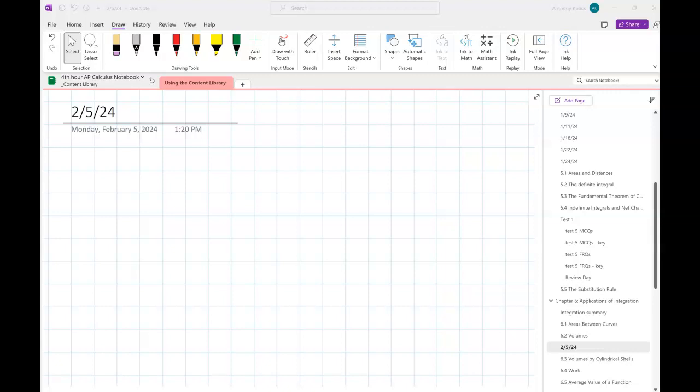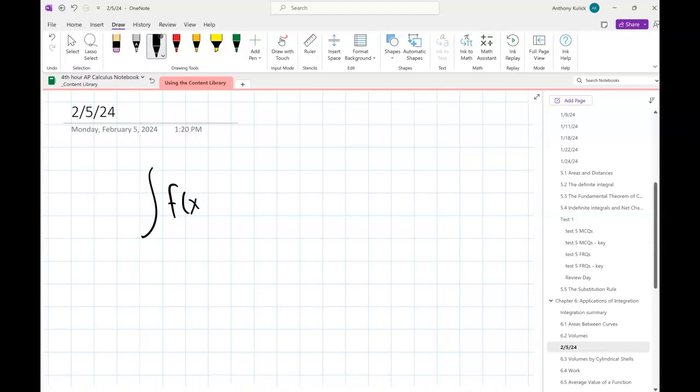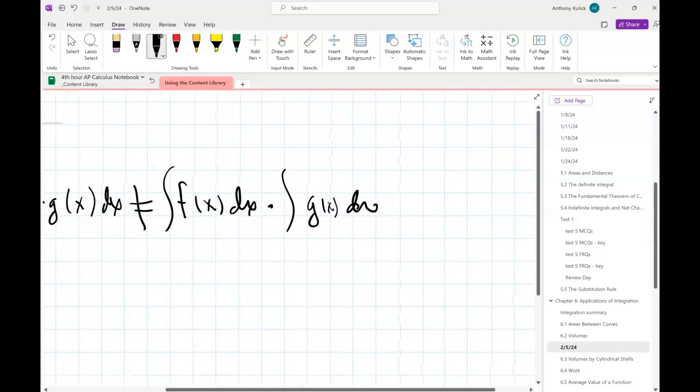going forward. That being said, I have a couple of takeaways from the test, things that I'm seeing that are mistakes that I'd like to address now and get out of the way, as things that are not okay to do. So say you have the integral of the product of two functions. Never, ever, ever does that become the product of two integrals. I saw a lot of this.